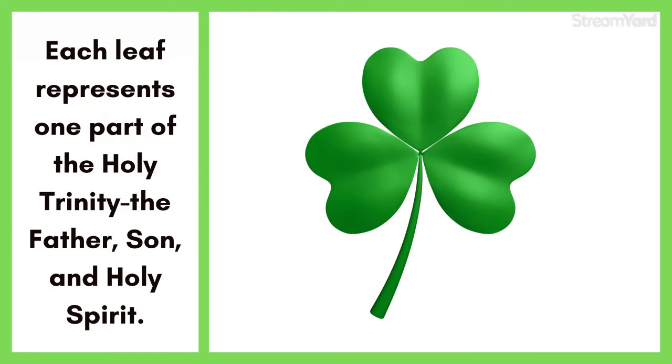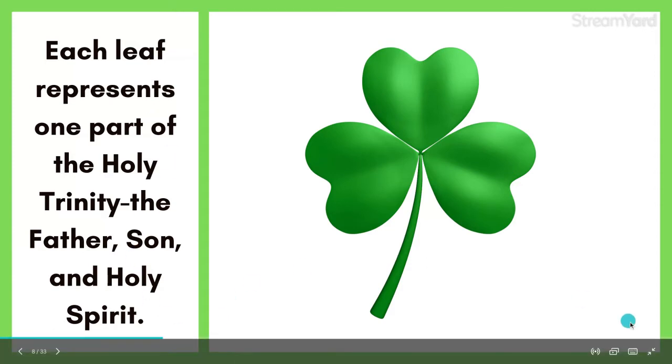Each leaf represents one part of the Holy Trinity in Christianity. That is what St. Patrick talked about, and that's why it was important to him. So the Trinity is the Father, the Son, and the Holy Spirit, and each leaf represented each one of those parts, but together they are a clover or the shamrock. So that's how he explained it to people and why the shamrock was so important.